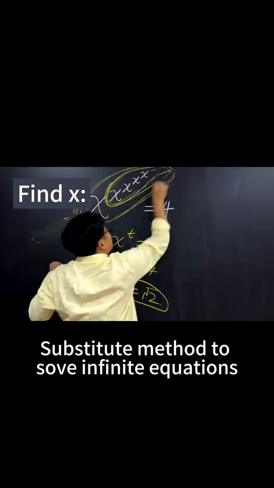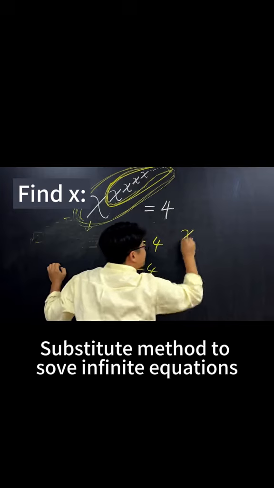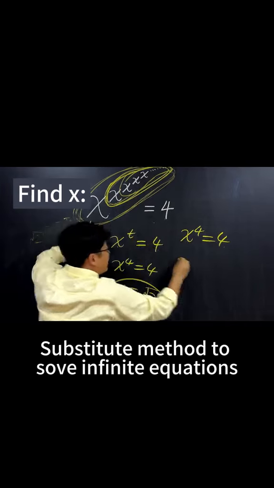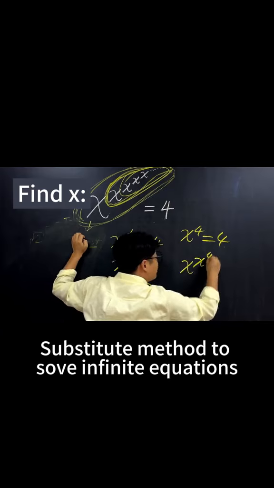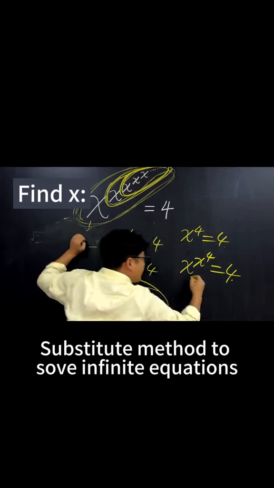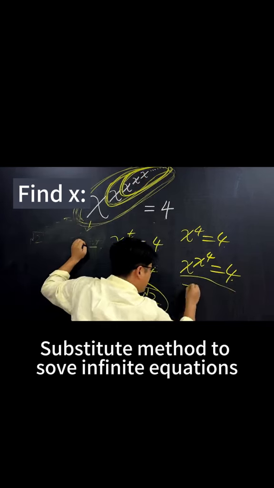This whole chunk is equal to 4, right? So this whole chunk is also equal to 4. That means x to the 4th power equals 4. And from this chunk, it's also 4. So x to the 4th power also equals 4. Everyone, from this chunk, it's also 4. Now try plugging in the square root of 2.